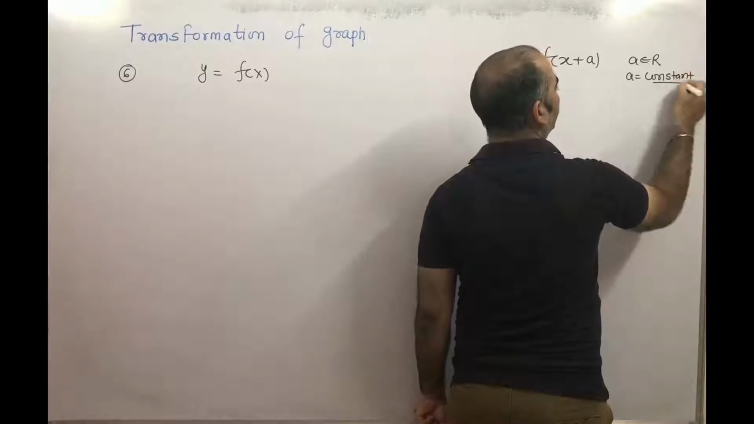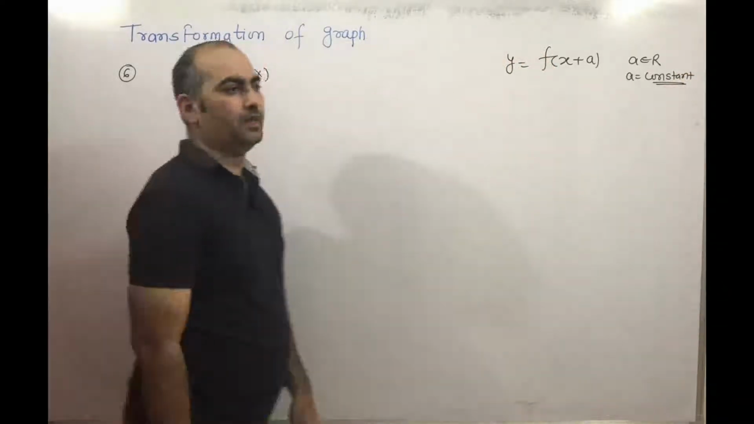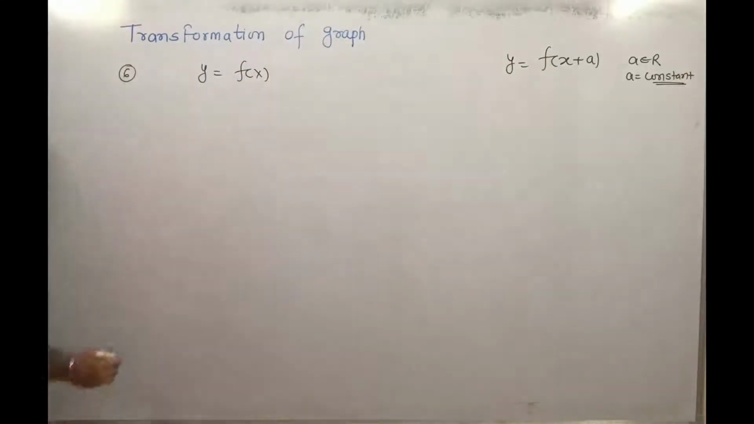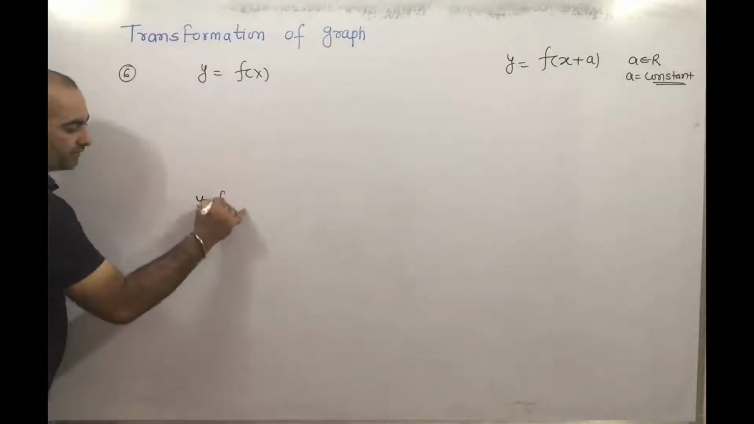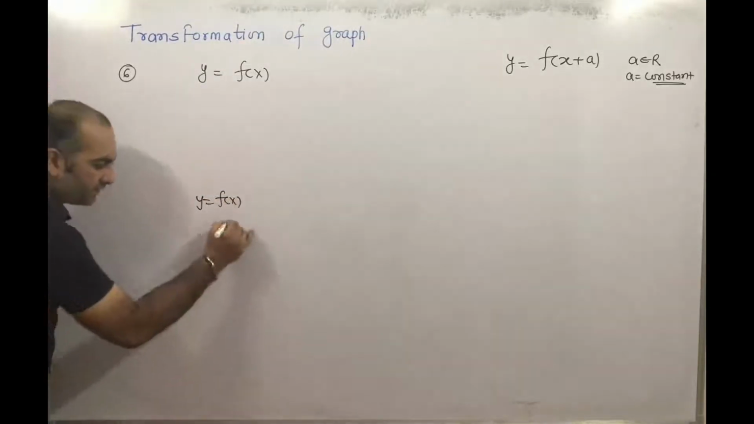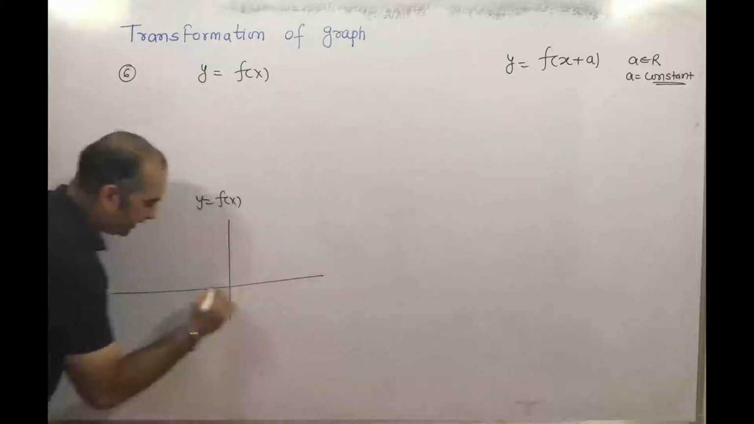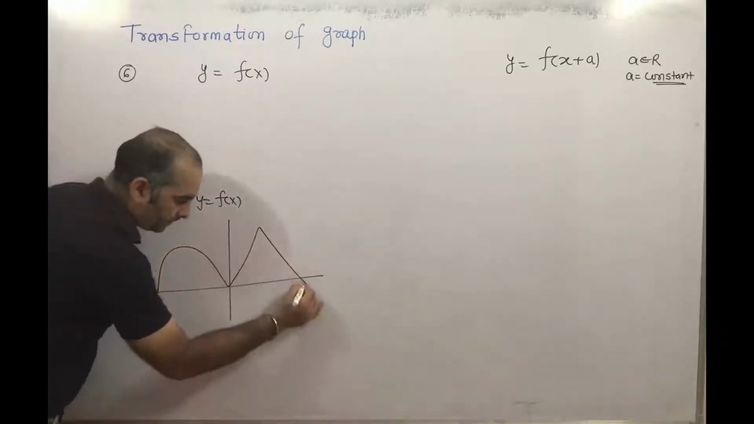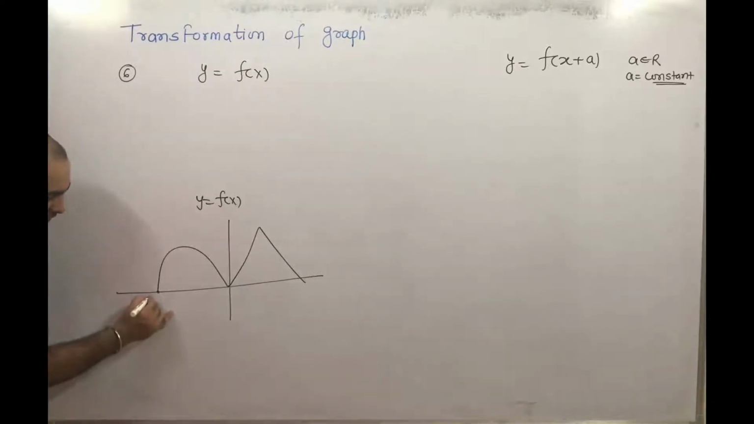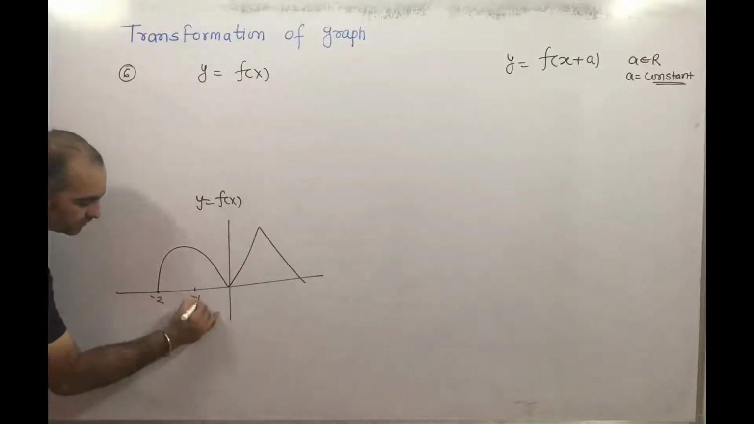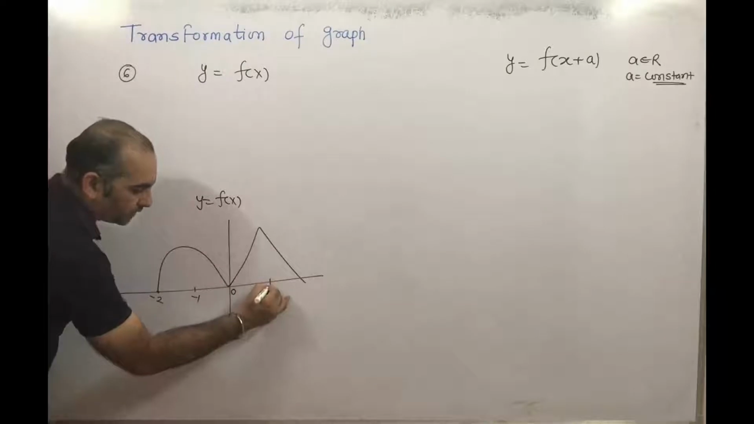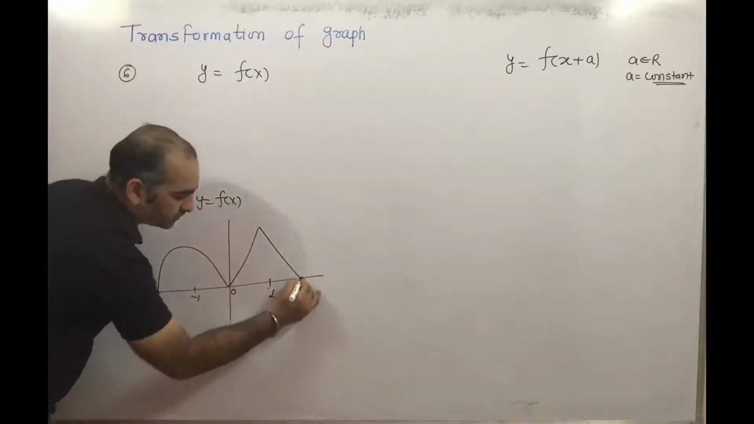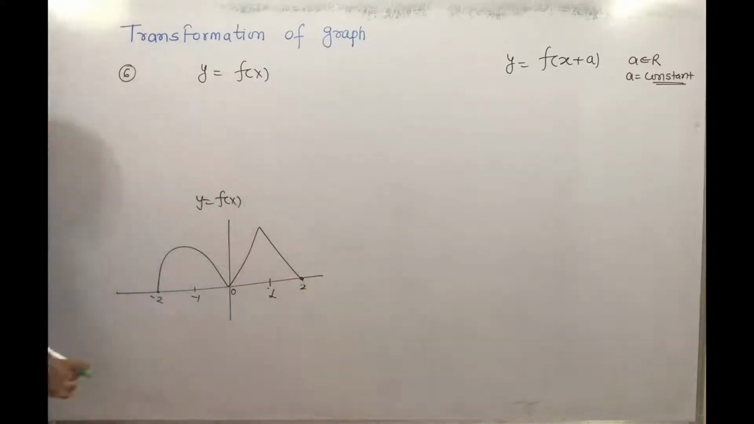So this graph we want to draw. How to draw this graph? For that we are discussing an example. The y equal to f(x) function graph we know. So the y equal to f(x) graph is this one. This is -2, this is -1, 0, this is 1, and this is 2. This is the y equal to f(x) graph.